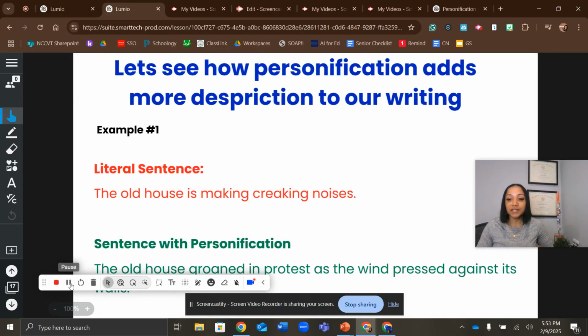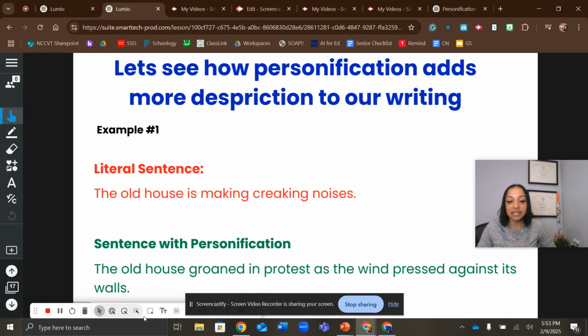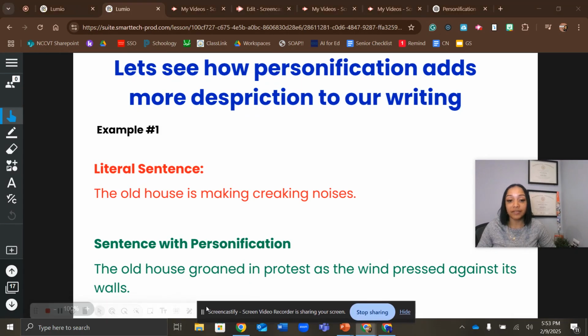Example number 1, the literal sentence, what it really means when we just say what it actually is: the old house is making creaking noises. We can prove that because we can hear the creaking noises. We can see where they're coming from. We can prove this literal sentence. But if we wanted to add figurative language, specifically personification, to the sentence, we would say something like, the old house groaned in protest as the wind pressed against its walls.